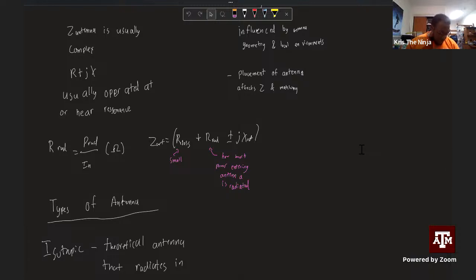Am I even on the right page? Is that Z not the same as zeta? No, it's not. Okay, that's okay.